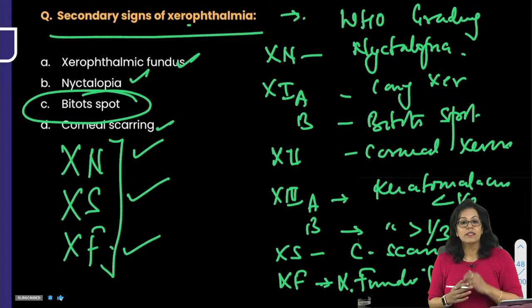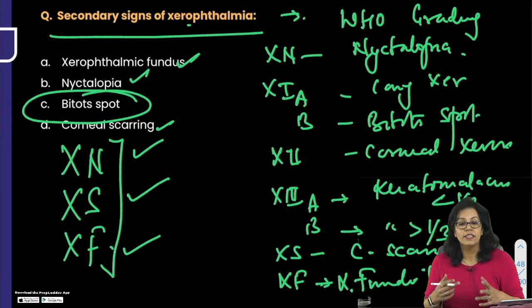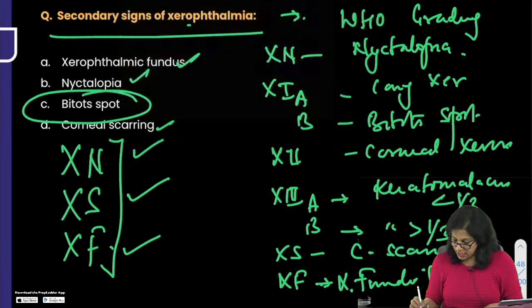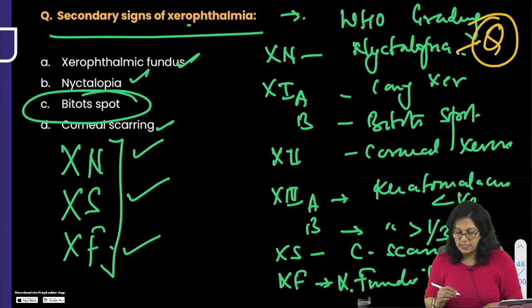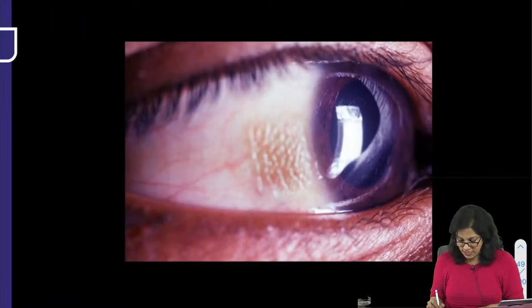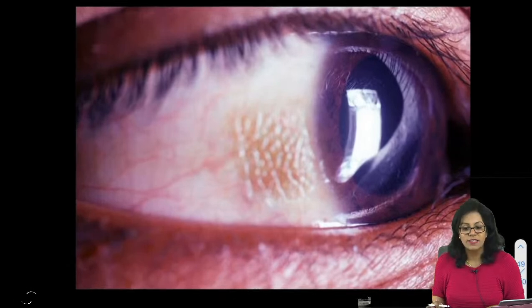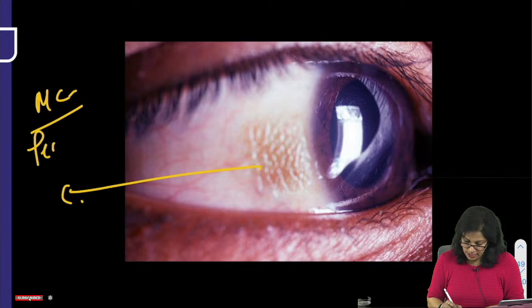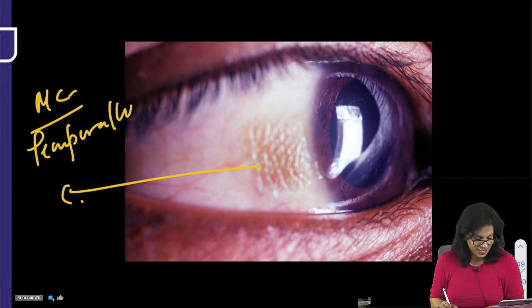Okay? Second question, which is the earliest sign or earliest feature of vitamin A deficiency? This was your exam question. You will answer earliest feature as nyctalopia. Third question, Bitot spot is most commonly seen where? See, this is what is Bitot spot. So, Bitot spot is more commonly, you will answer, first temporally. It can occur both sides, but first it is temporally.